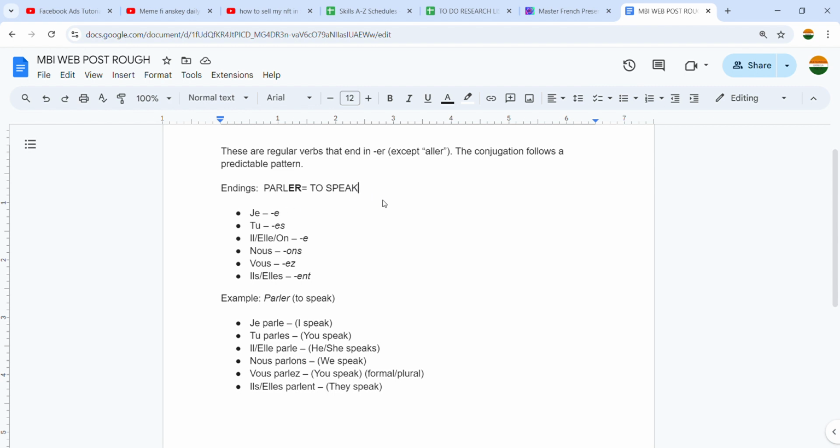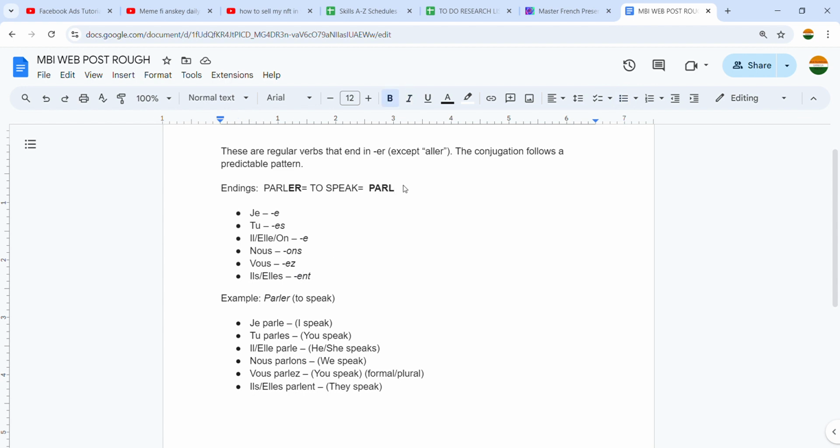Always remember, first you will cut off the er of the verb and take only the remaining part, parl. After taking this, with je you will add e, for example, let me show you here. With tu, you will add es. With il, you will add e. With nous, you will add ons. With vous, you will add ez. And with ils, you will add ent.